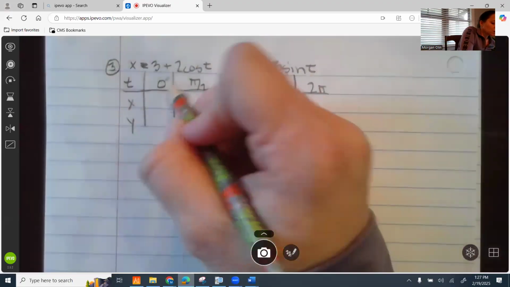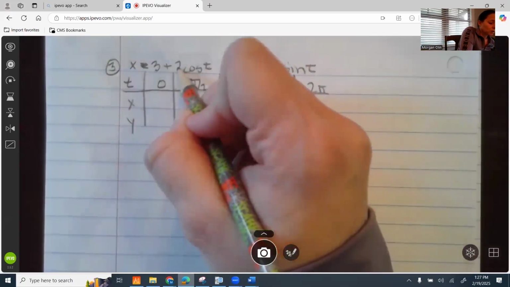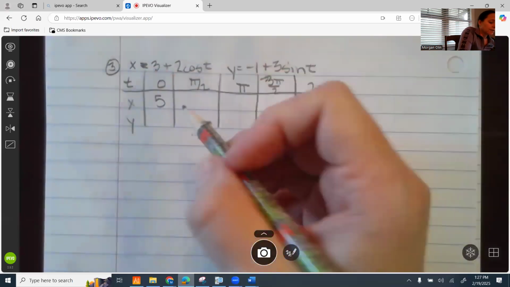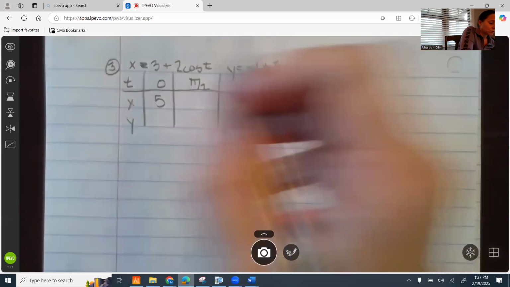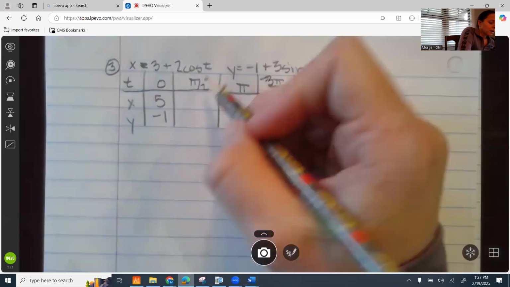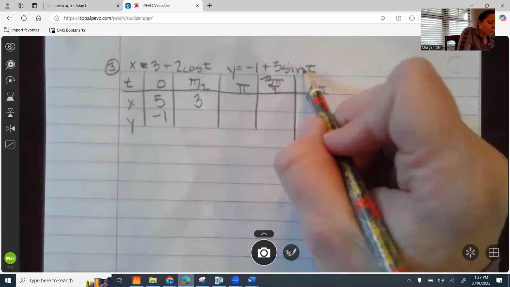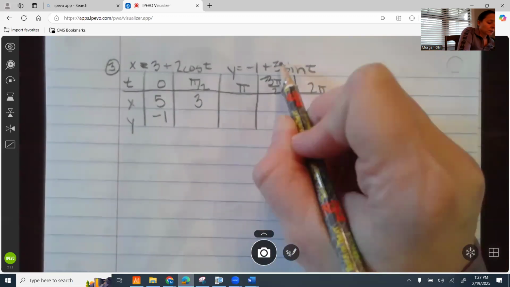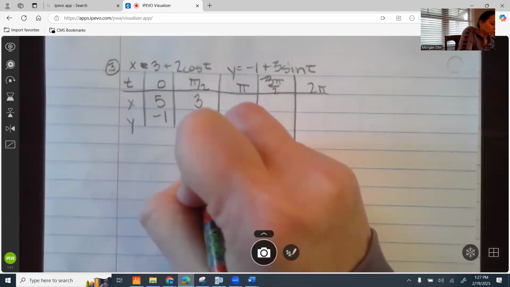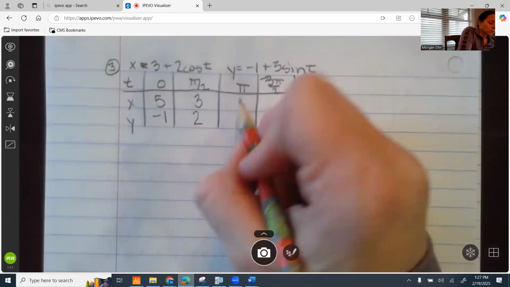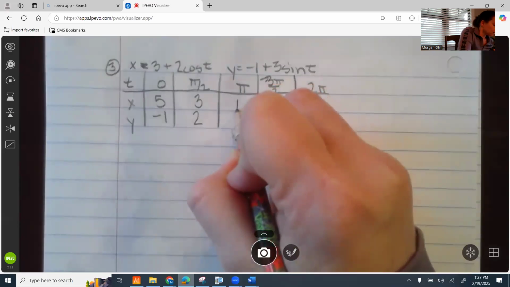Okay, so here cosine of 0 is 1. 1 times 2 is 2 plus 3 is going to be 5. And then you would plug in 0 here. Well, that's 0, so it leaves us with -1. Here, cosine of pi over 2 is 0, so this leaves us with 3, but sine of pi over 2 is 1, so that's 3 plus -1, which is 2. Cosine of pi is -1, so that's 3 minus 2, which is 1.